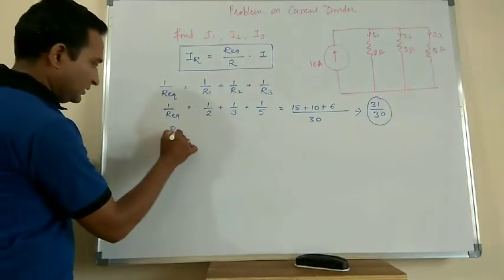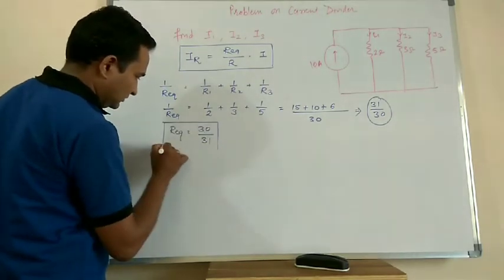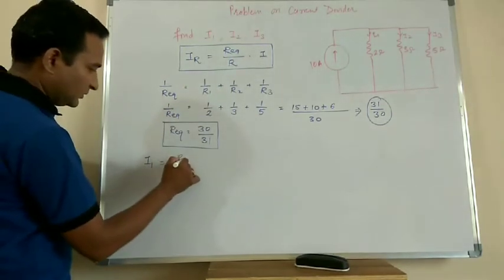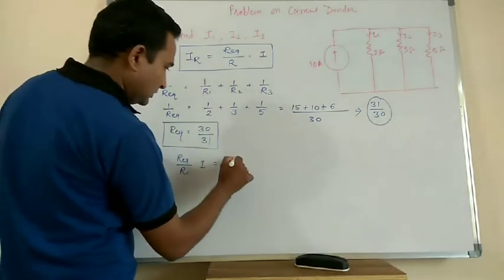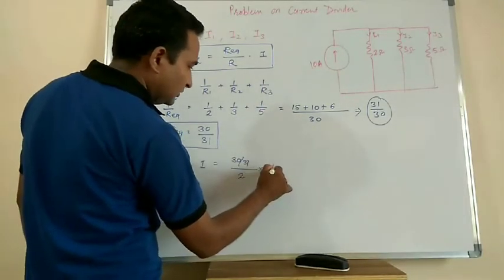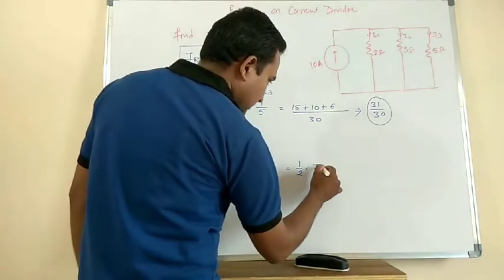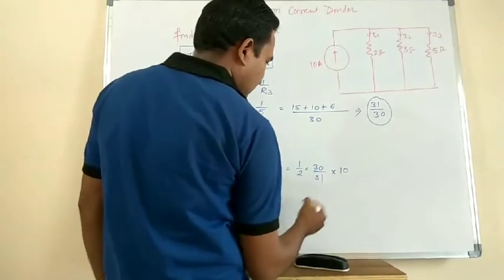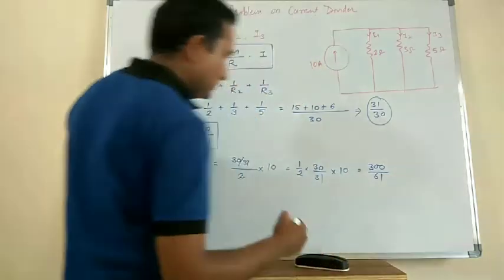Okay. So R equivalent is equal to 30 divided by 31. Now I1 is equal to R equivalent divided by R1 into I, which is 30 by 31 divided by 2 into 10, which is equal to 1 by 2 into 30 by 31 into 10. So it is 150 by 31.